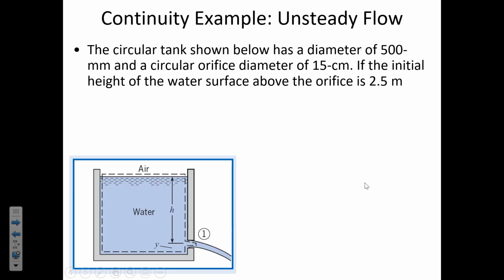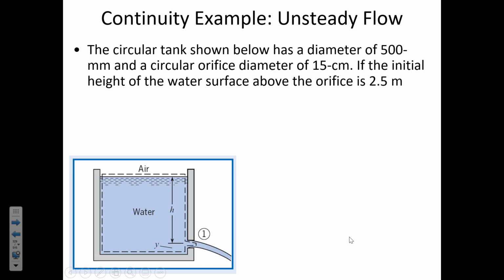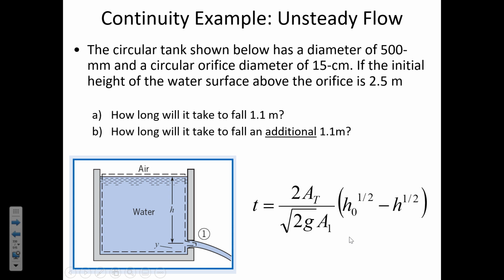Just to put this into practice, let's consider this tank where we know it's a circular cross-section. If we looked at it from the top, it would have a diameter of 500 millimeters. And we know the area of the orifice here. Initially, h was 2.5 meters, so in this equation that's the h naught, 2.5 meters. And in two separate steps, we're going to do some calculations with this unsteady flow formula, with the orifice jet flowing outward.